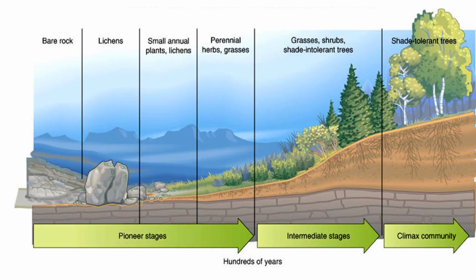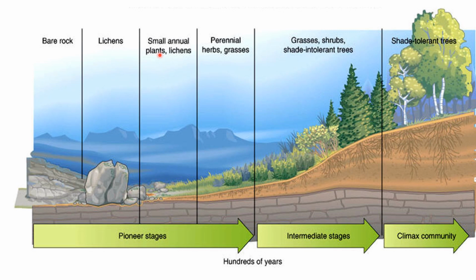Okay. From this figure, we can easily understand how ecological succession is formed. There are three stages. The first is the pioneer stage. Second is the intermediate stage. Third is the climax community. So in the bare rock, you can see there are no plants, no trees, no animals. Then lichens appear. You can see that the rock is broken down, and some soil is formed.